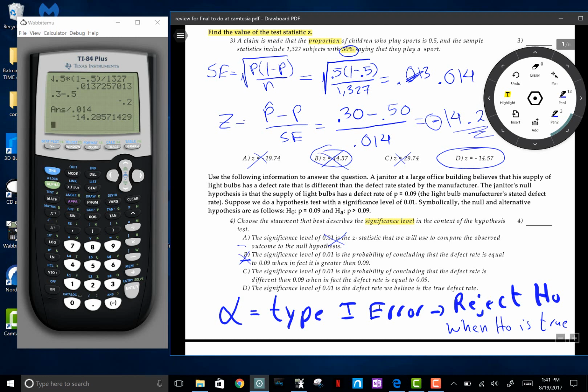So C says the significance level of 0.01 is the probability of concluding that the defect rate is different than 0.09 when in fact the defect rate is equal to 0.09. So this one hits the trademark of a type 1 error, because it's saying that we conclude that it's different than 0.09, but in actuality, it's still 0.09. So for this one, C will be the correct answer.